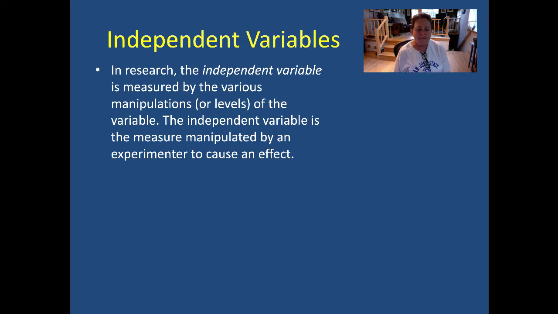The independent variable is defined as the measure that is manipulated by the experimenter. So in experimental research, we're looking at cause and effect. And when you have manipulation, as you have in an independent variable, that would be the cause.